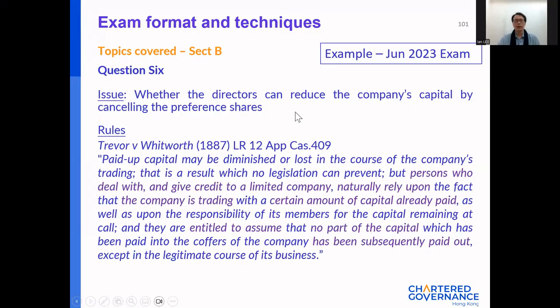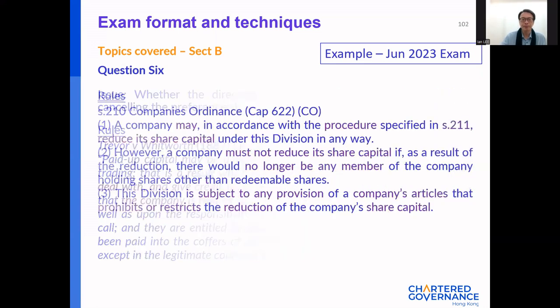Okay, so whether the directors can reduce the company's capital by cancelling shares. We have covered this before already. This is about the doctrine of capital maintenance. If you're an outsider dealing with the company, you would expect that the money invested in the company would remain in the company, so that if required it can be used to repay you if you extended credit to the company.